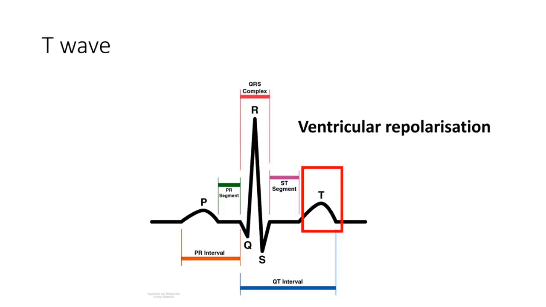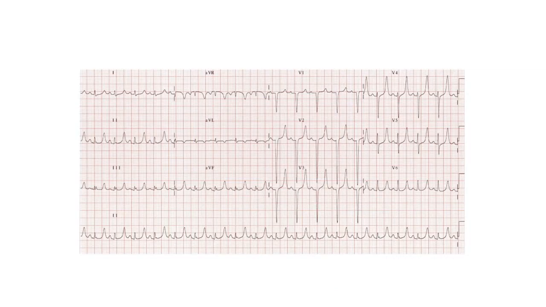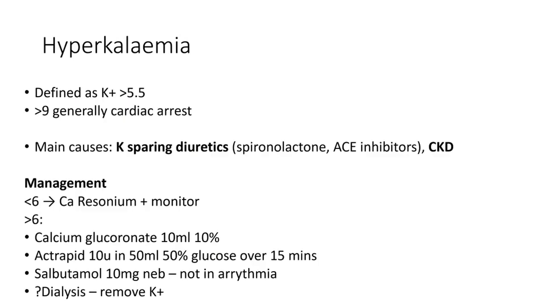Okay, so the T wave now, nearly there, represents ventricular repolarization. And what we see here are these tall, tented T waves, as they're described. Very tall T waves. And this is what we see with hyperkalemia. Hyperkalemia is defined as potassium of greater than 5.5. Its main causes are potassium-sparing diuretics, so things like spironolactone and ACE inhibitors, and it's also seen in chronic kidney disease.